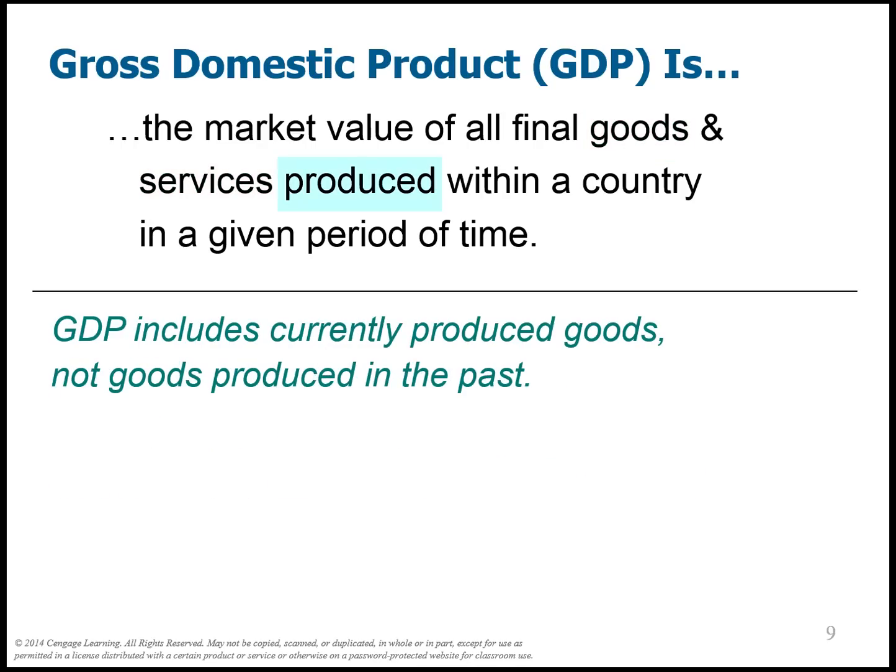All right, so next, it's produced in this year. GDP is per a certain time period, generally a year or so, and it only includes things that are produced in this time period, not goods that were produced in the past, because those have already been included in the GDP from the past period.